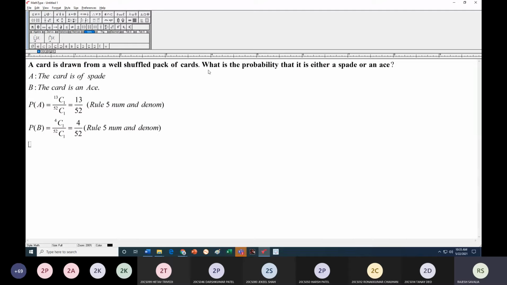Now look at this line. What is your aim? Your aim is to evaluate the probability that either the card is of spade or the card is an ace. What probability do you want to evaluate? Your aim is to evaluate the probability of A union B. Am I right or wrong?